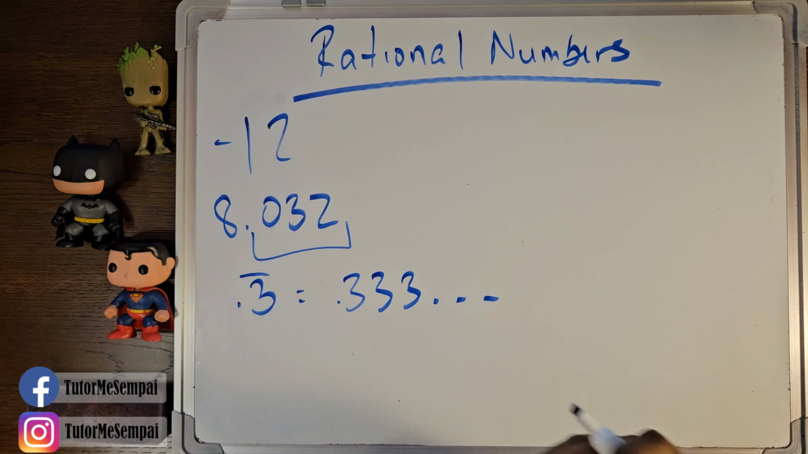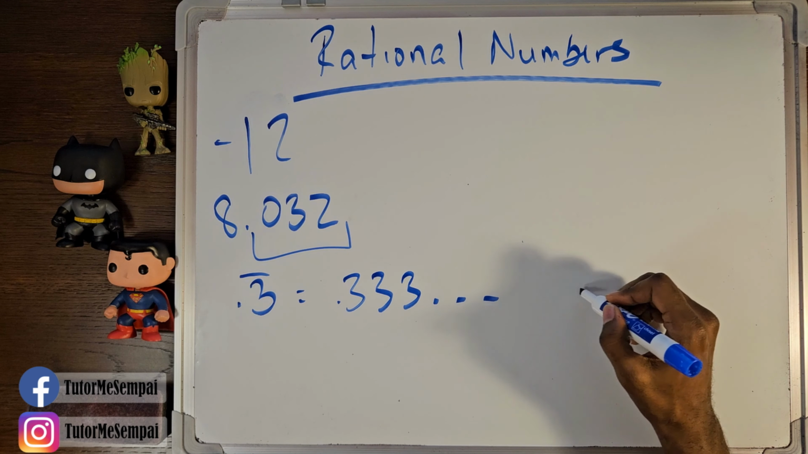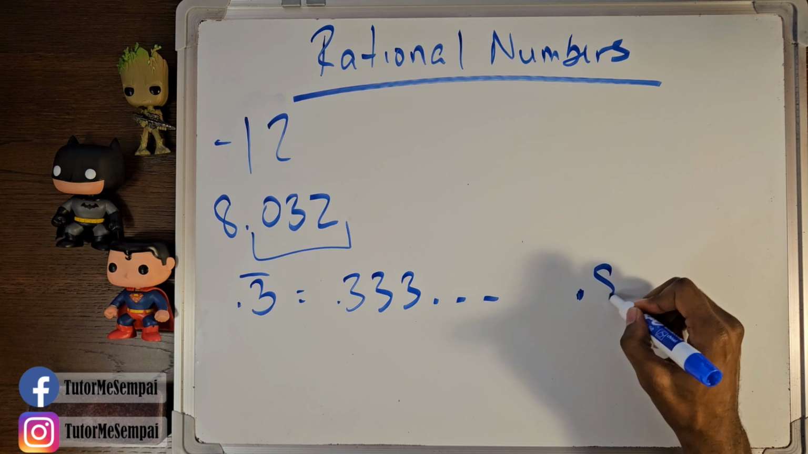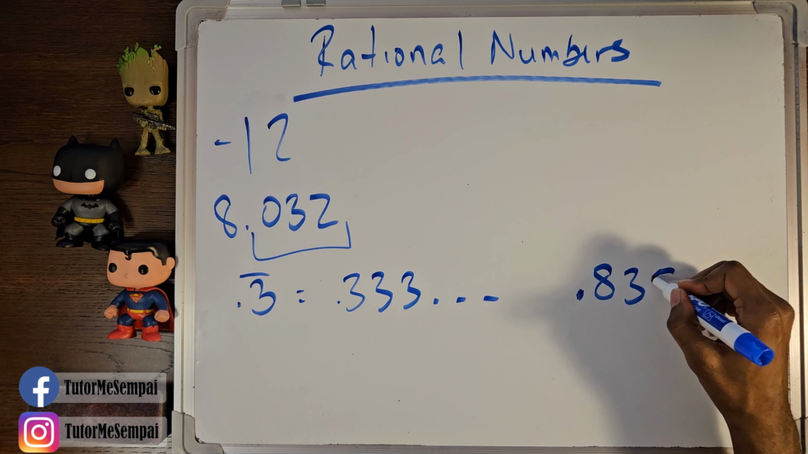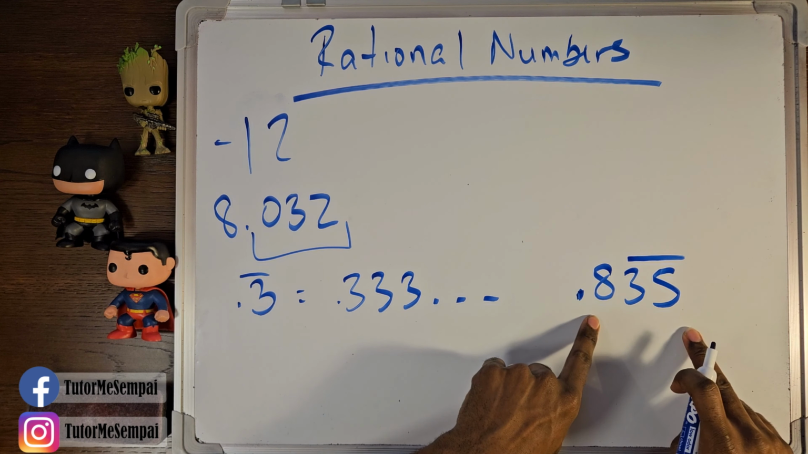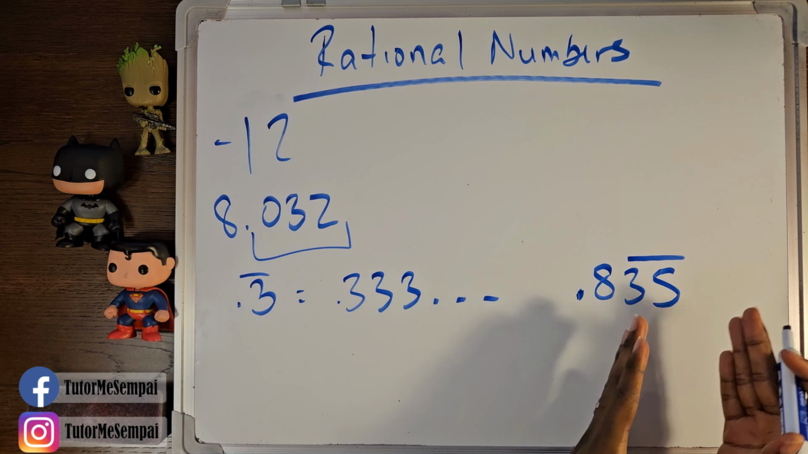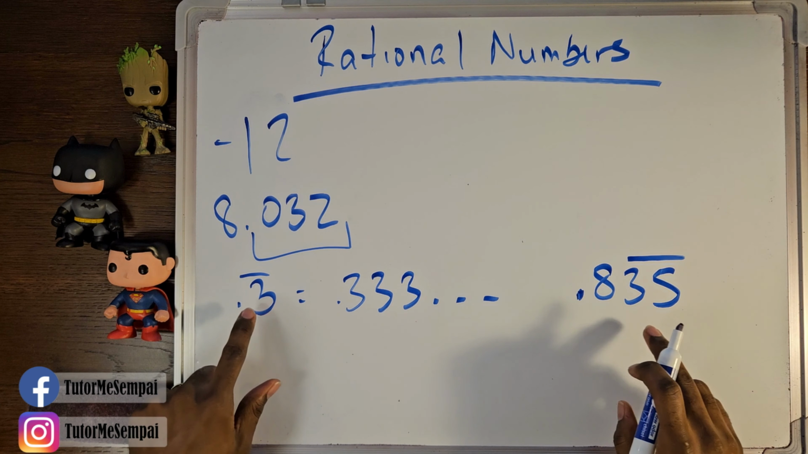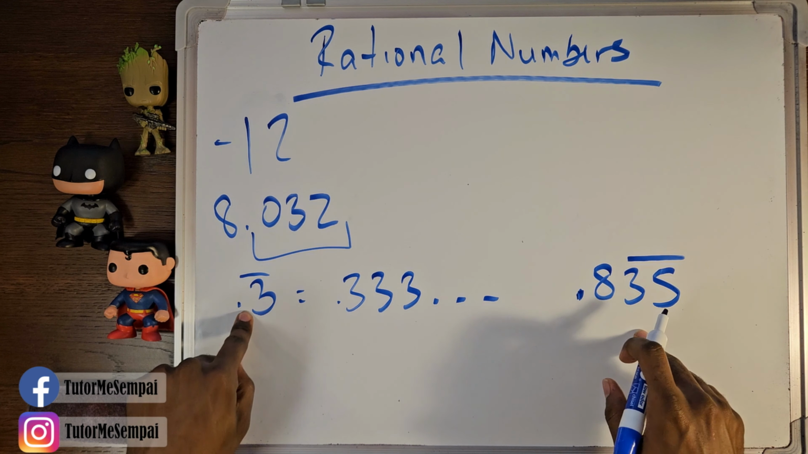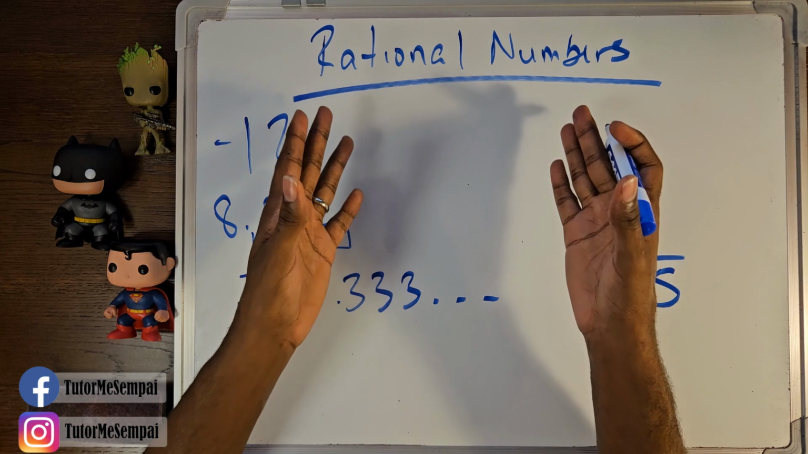And it doesn't matter if you're mixed or pure. So the mixed ones are going to be something like this, where you have 0.8, 3, 5, and the 3, 5 is repeated. This is not a pure repeated decimal because the 8 doesn't repeat, but it has a portion that is repeating. It doesn't matter how you look. Both of these can be written as fractions. So both of these will be considered rational numbers.